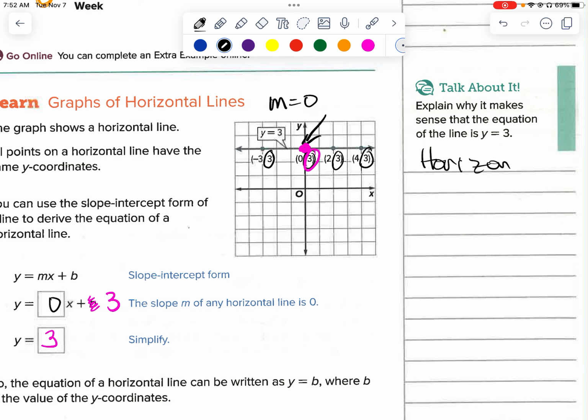A horizontal line has a slope of 0, and the equation will always be y equals some number.